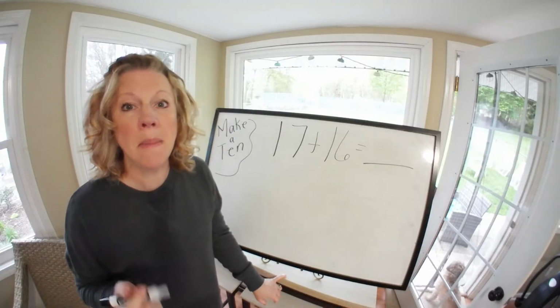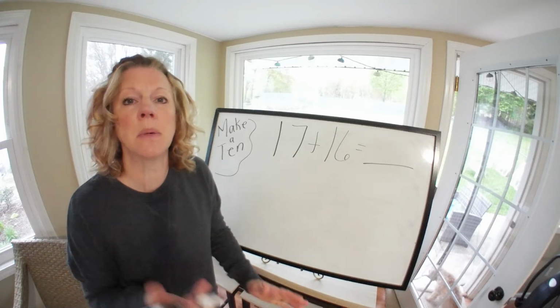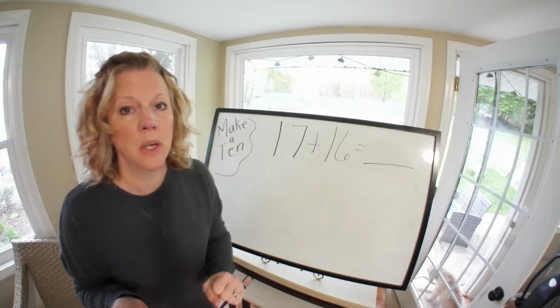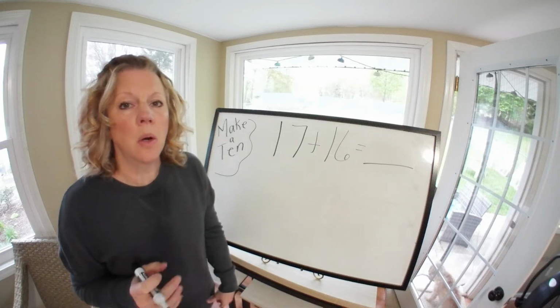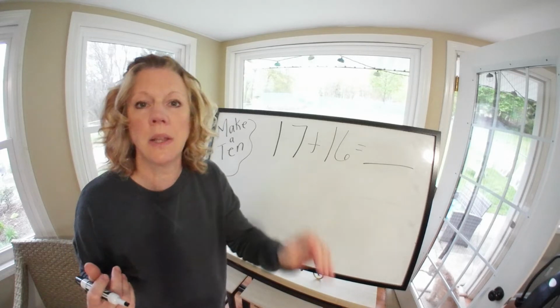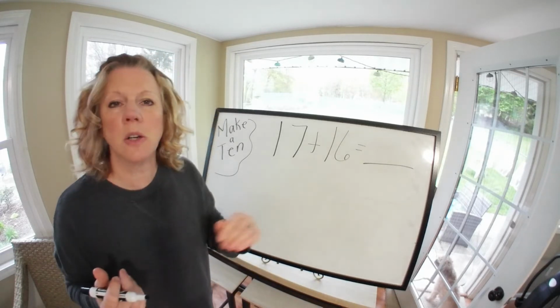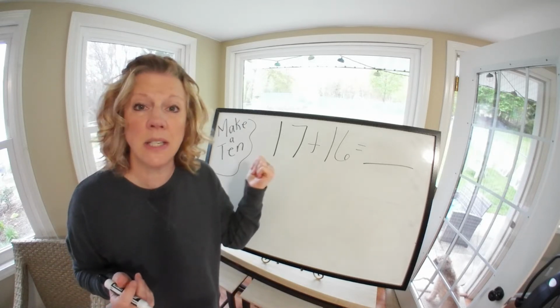Here we are with our make a 10 way. What we're going to do is try to bring one of these numbers up to the nearest 10. So let's take a look. Again, we have 17 and 16. So which one is closest to a 10? If we think about it, it's 10, 20, 30, and so on. So which one is closest to 20? Is it 17 or is it 16? That's right, 17 is closest.